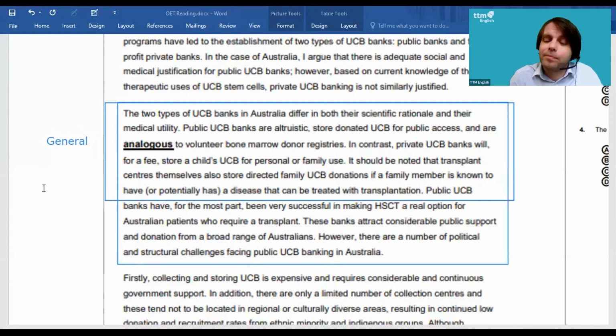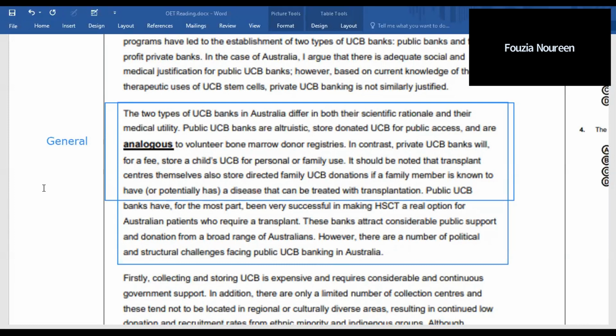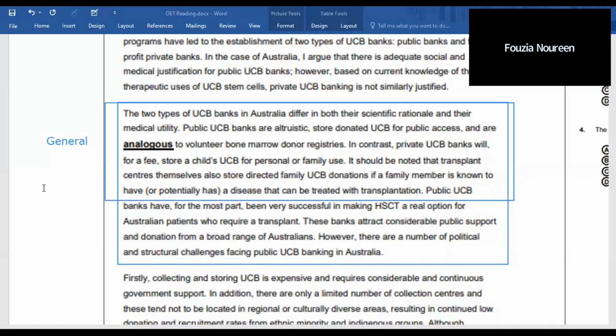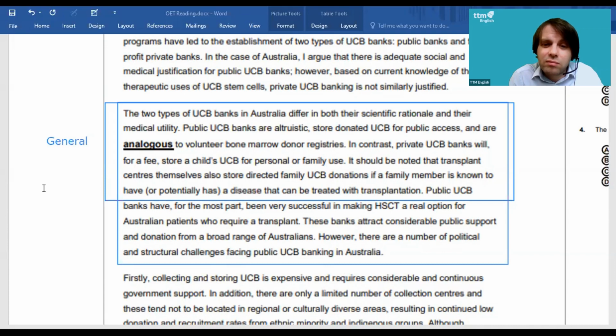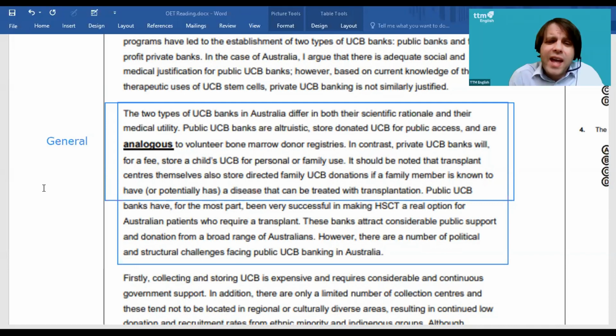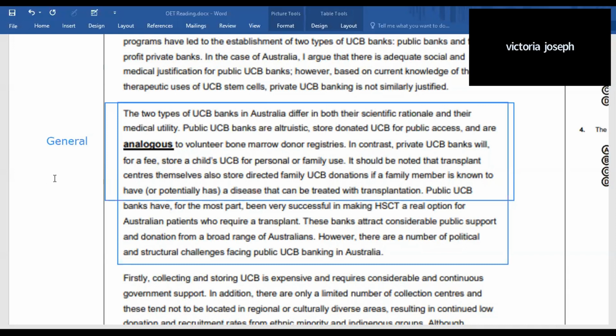Can anyone tell me? If a family member is known to have or potentially has a disease that can be treated with transplantation. Okay, but that could be private as well, though. What's the author saying about public banks? Are they good? Are they bad? Altruistic. Donations. They take donations, okay, but what does altruistic mean, guys? Remember I gave you altruistic? Not selfish. So are they helping everyone? Yes. Not thinking about yourself.